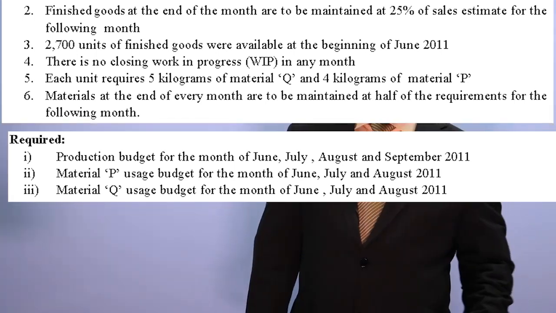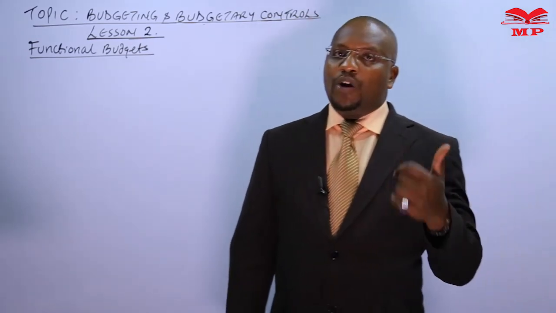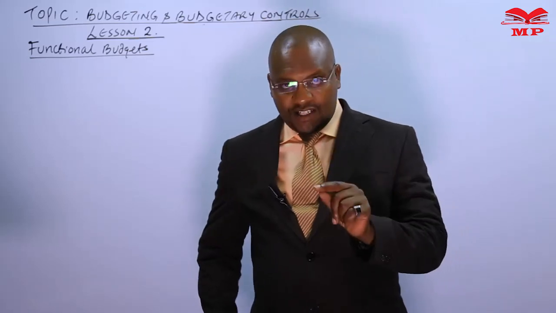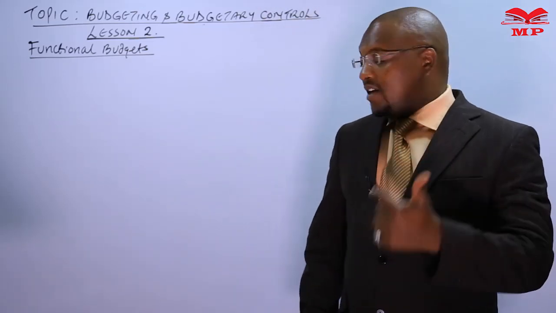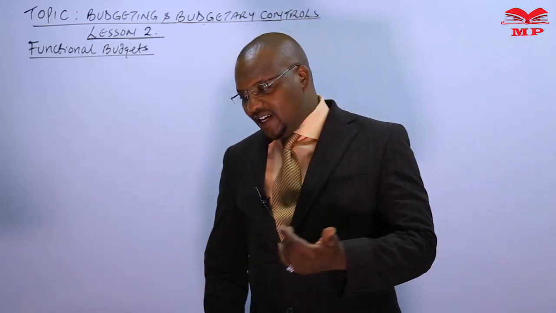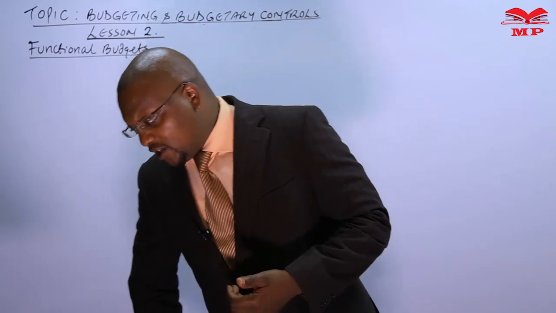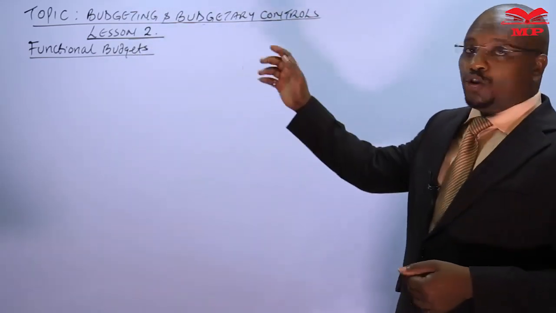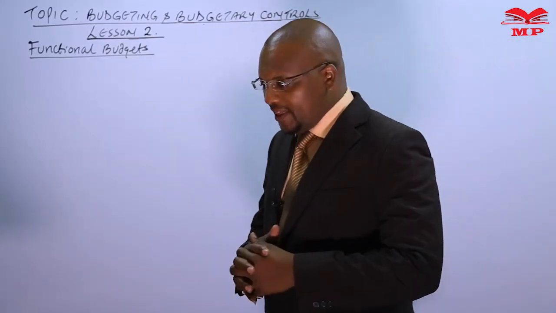So first of all, the requirements of part B, Roman 2 and 3, ask for the material P and material Q usage budget. But the correct requirement was supposed to be purchases budget, not usage budget. Then in part A, which was asking us to write some short notes concerning the budget period, the budget committee, and budget manual, I have already explained that clearly in Lesson 1. So we just go to part B, where we are to prepare this budget.